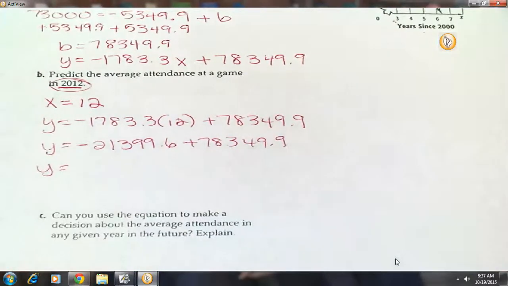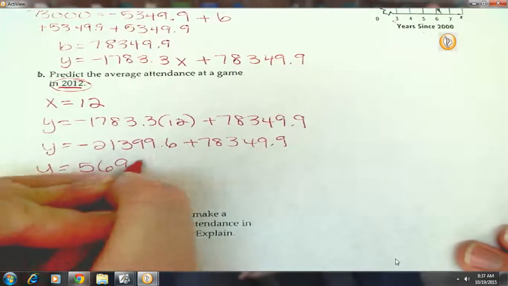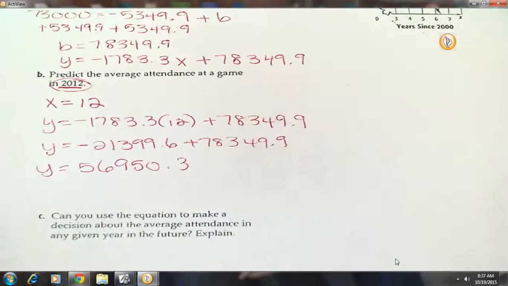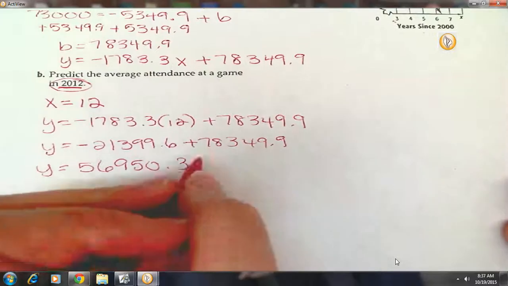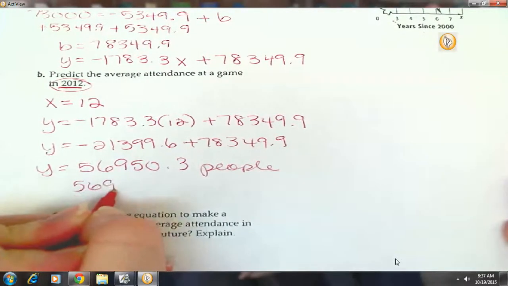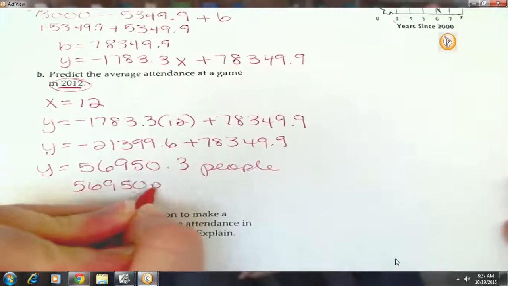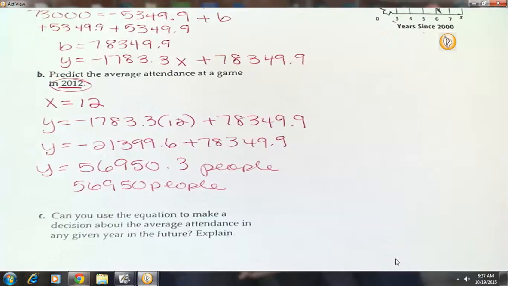When I put 12 in, and add 78,349.9, I get approximately 56,950.3. So we're talking in terms of attendance. What's our label? People. And if you rounded to 56,950 people and you took off the 0.3, that would be okay, because you really can't have 0.3 people here. I would take either answer.